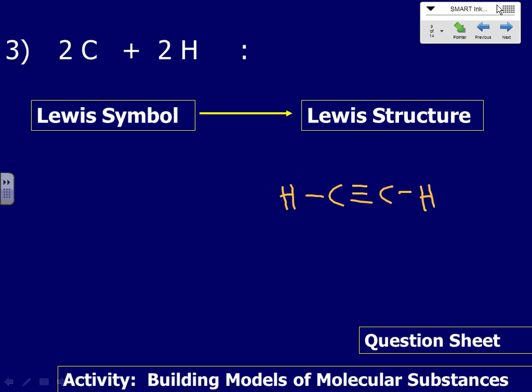No lone pairs, right? I like it. That's a great structure. Okay, let's show you where it comes from. Carbon, carbon, 1, 2, 3, 4, 1, 2, 3, 4.